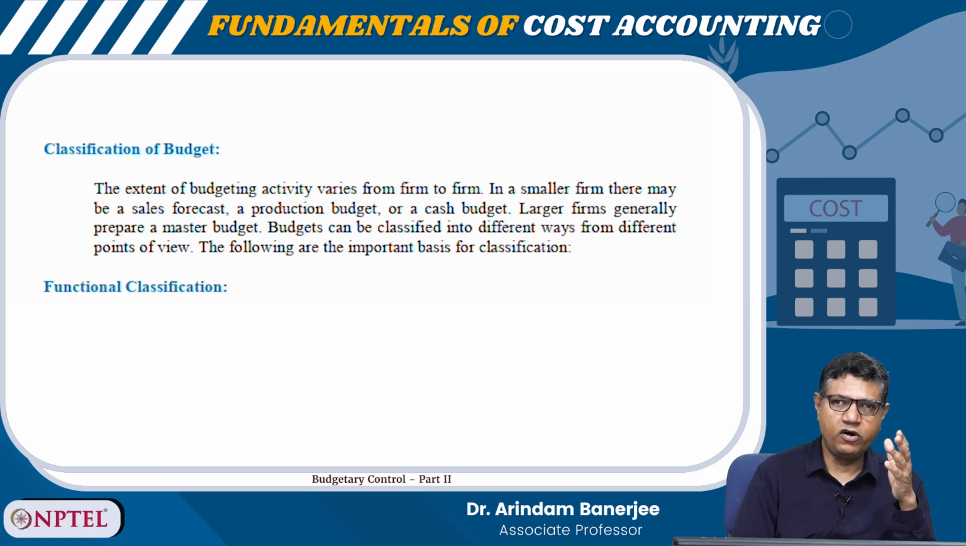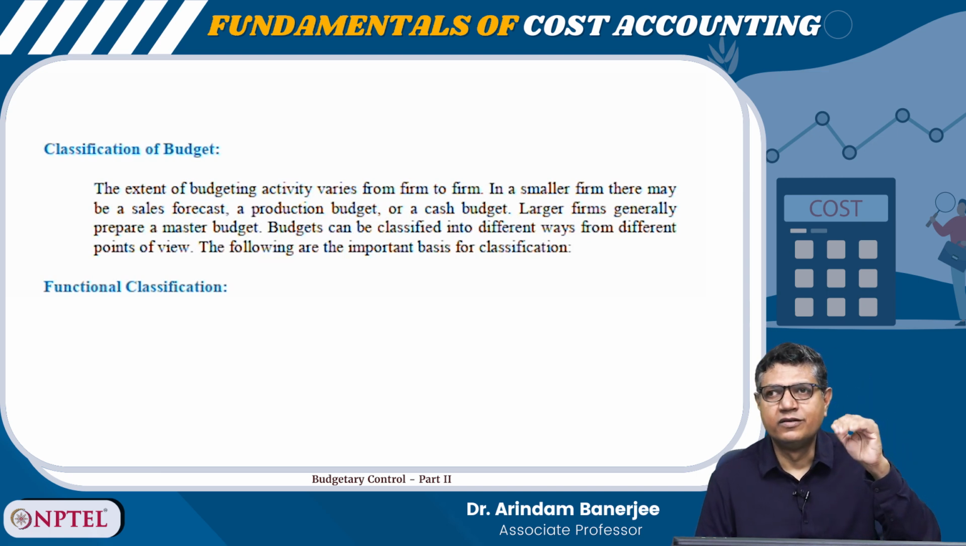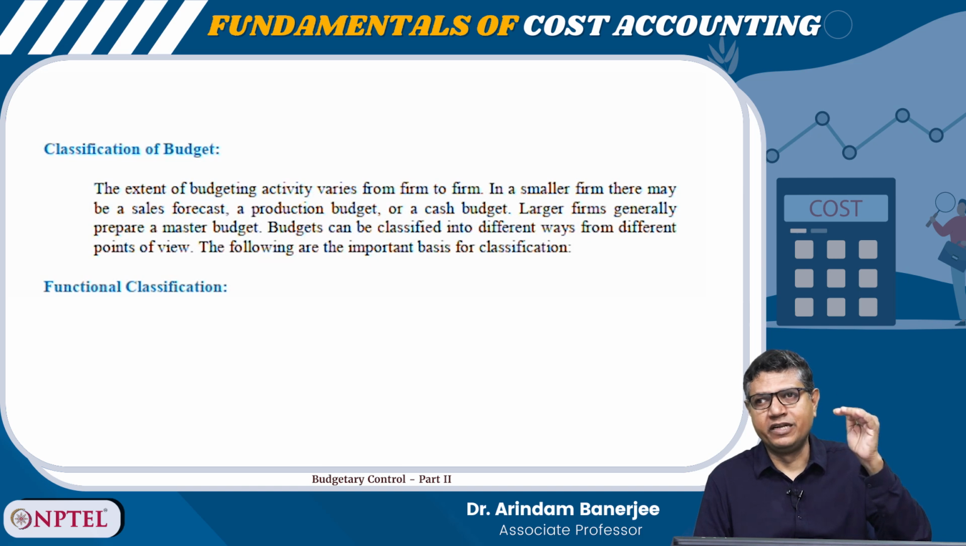For example, on flexibility, it can be fixed or flexible. A fixed budget is where I am preparing the budget on the basis of a particular production level, so there is no scope for flexibility. But if I want to understand how my budget will change if the production level changes, then I can use the flexible budget.